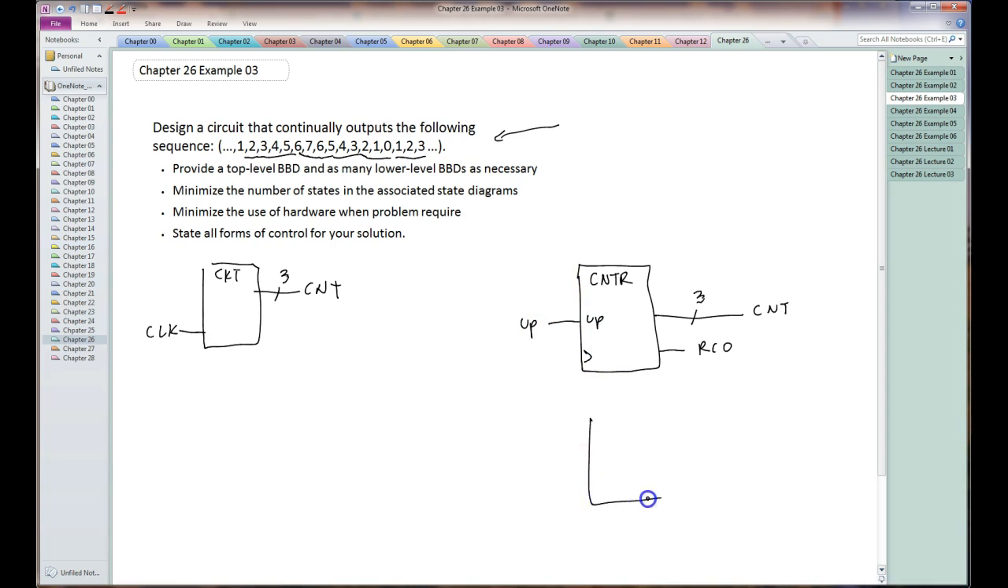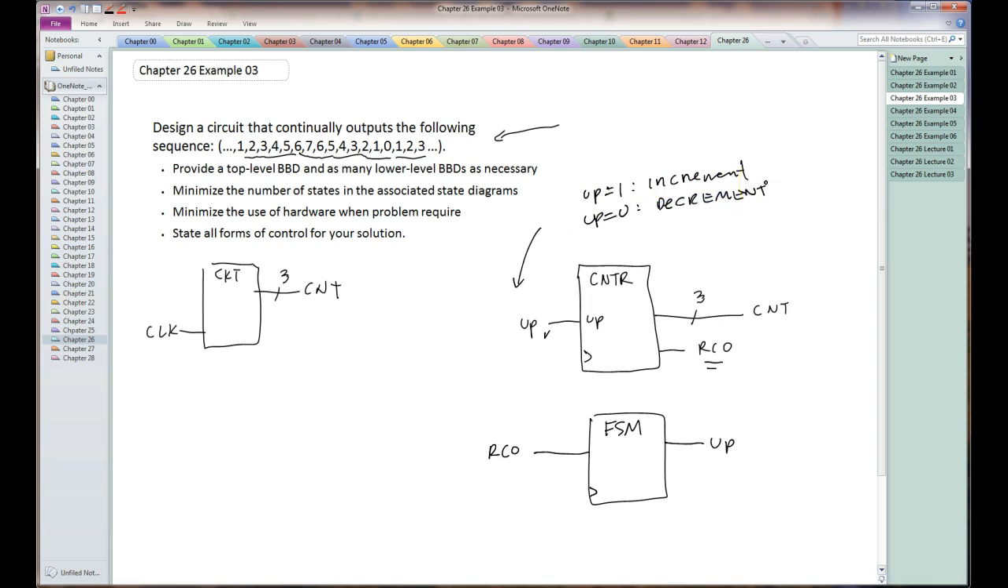The issue here is we also need to control this with a state machine. What I'm going to say on the circuit is this is a control input. That's going to be an output of the state machine. This is a status output. That's going to be an input to the state machine, and the state machine's clocked. While we're at it, might as well put this in here. It's going to be an up-down counter. Up equals 1. Done everything we need to do on this one.